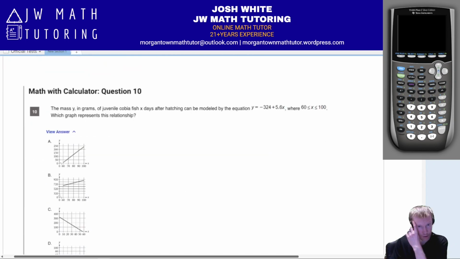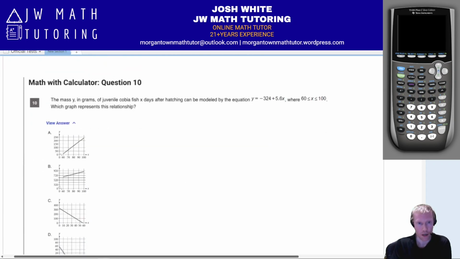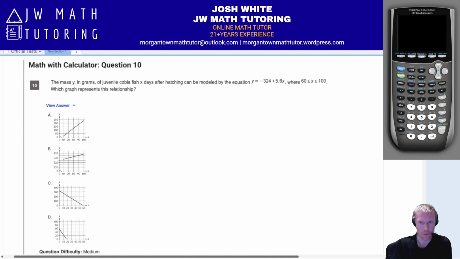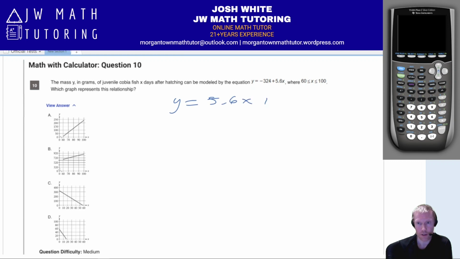All right, next up, question number 10, another question dealing with lines. So they give us this equation, and they basically just want to know which of these graphs represents this line. So hopefully you notice this line has a positive slope, and it also has a negative y-intercept. So first of all, eliminate C, eliminate D. Those lines have negative slopes. They do not have positive slopes.